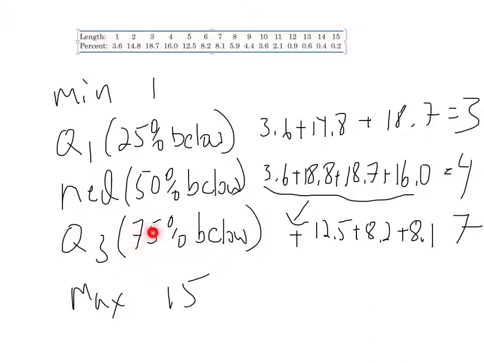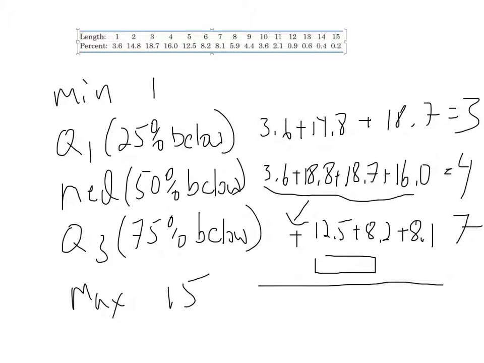And then we're going to do the same thing for 75. I just kept adding up these percentages until I got a number that contained at least 75% of the data. And that's how you think about these things. It kind of helps if you think about the box plots.